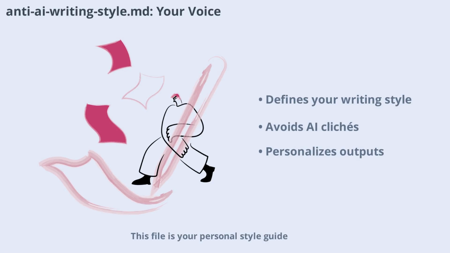This file is your personal style guide. Most AI-generated content has a recognizable pattern, filler phrases, excessive structure, and robotic tone. The anti-AI writing style.md file tells Claude exactly what to avoid and how to write in your authentic voice. List words, sentence structures, and formatting you dislike, and describe your preferred style. This way, Claude's outputs sound like you, not a generic AI.